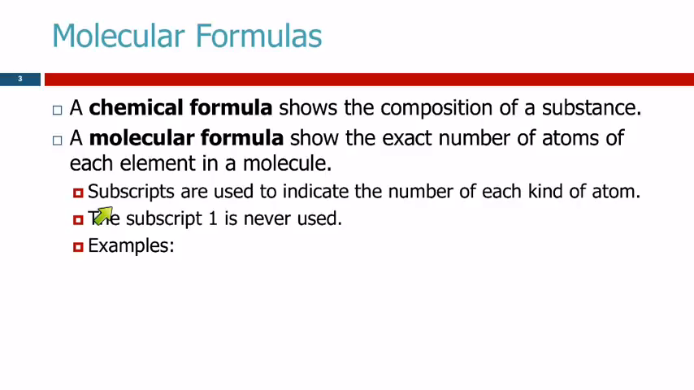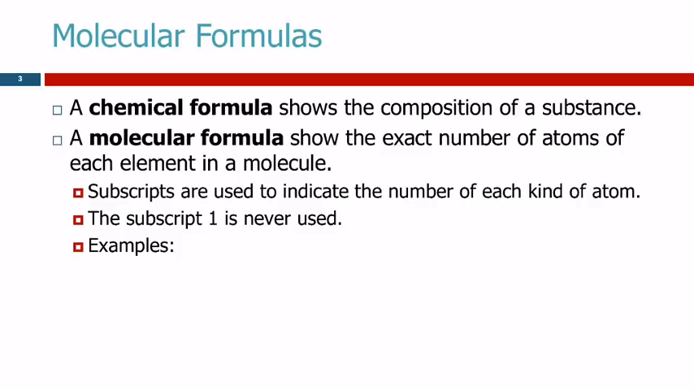We use subscripts to indicate the number of each kind of atom. And we never write the subscript 1. You'll see as you learn more about chemistry that chemists seem to have a thing against the number 1. We don't write the number 1 unless we have to. I think it's more about being efficient and not writing extra junk down, but we don't write the number 1.